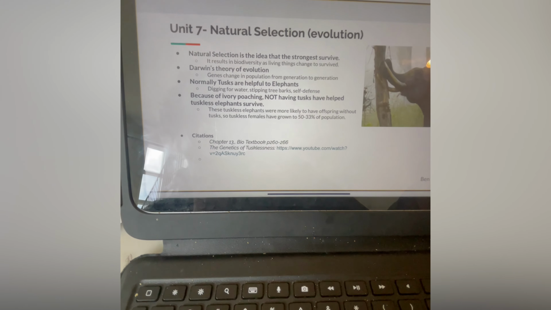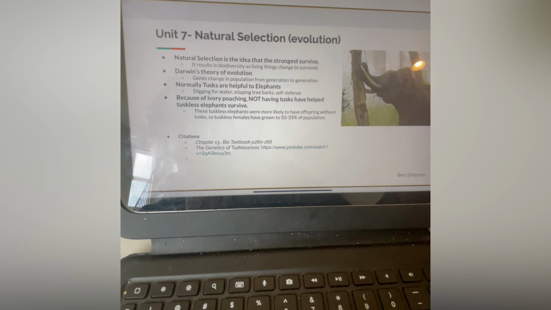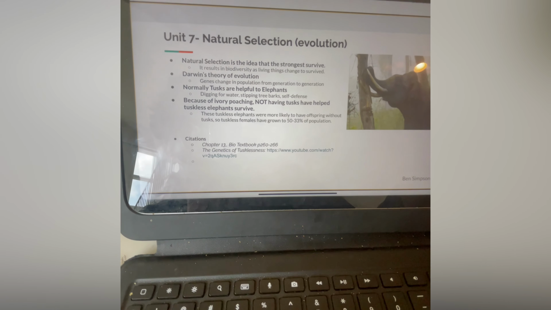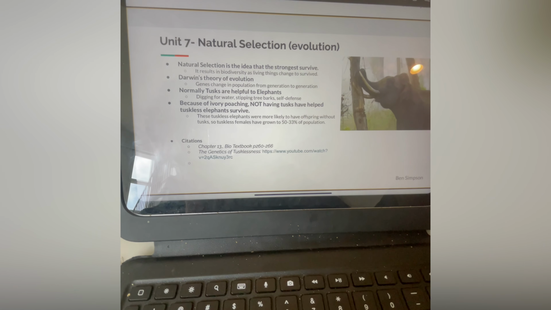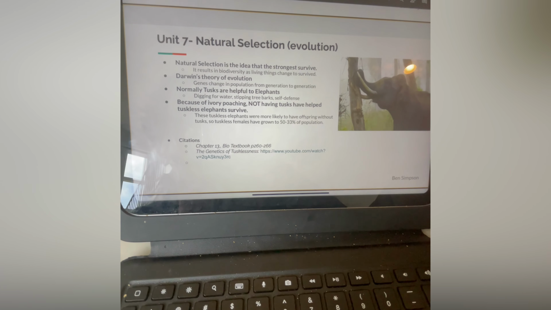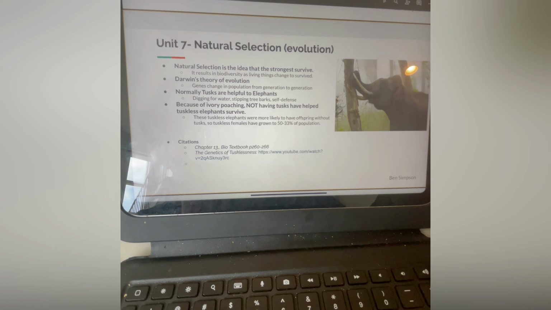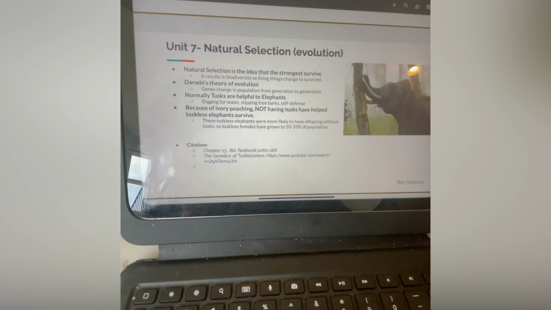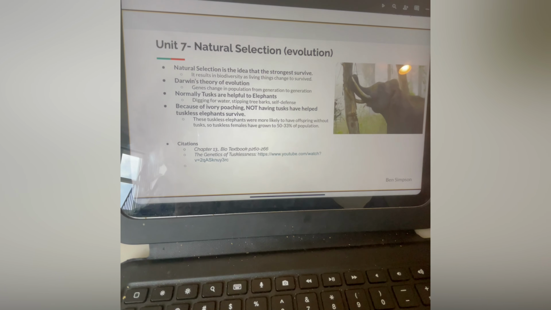Normally, tusks are helpful to elephants. They are used for digging for water, stripping tree bark, and self-defense. Because of ivory poaching, not having tusks has helped tuskless elephants survive. These tuskless elephants were more likely to have offspring without tusks, so tuskless females would have grown to 50 to 30% of the population.